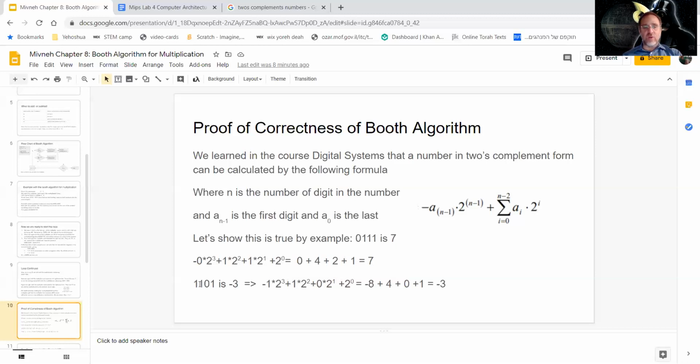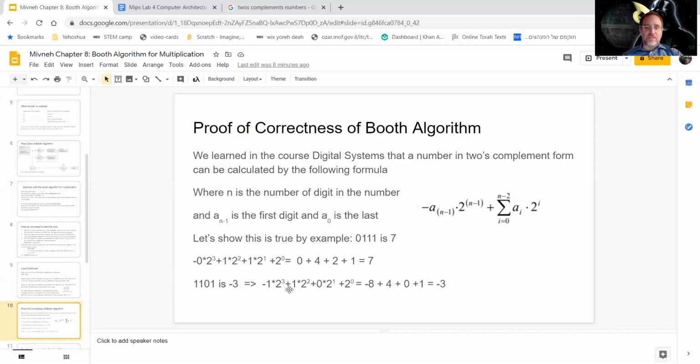-3 is 1, 1, 0, 1, as we just saw. So let's see if it works. So again, we're going to take -1 times this 1 here. So that'll be -1. -1 times 1 is -1, times 2 to the third. 2 to the third is 8, negative is going to be -8.